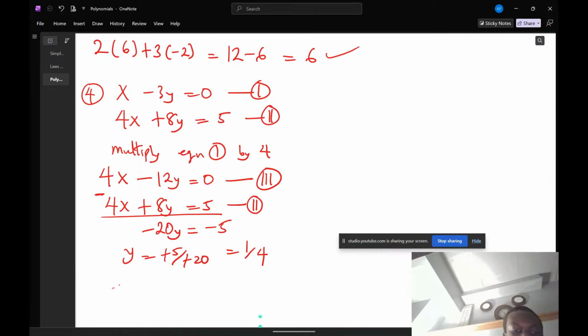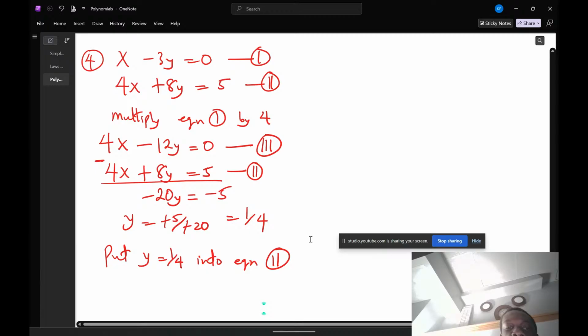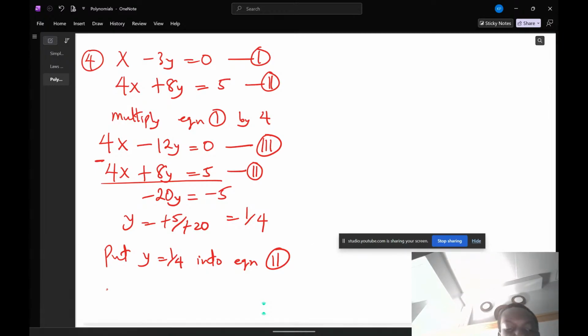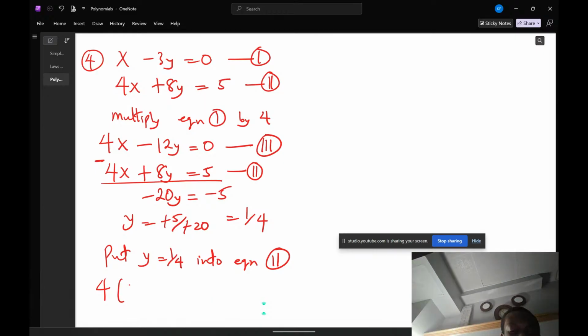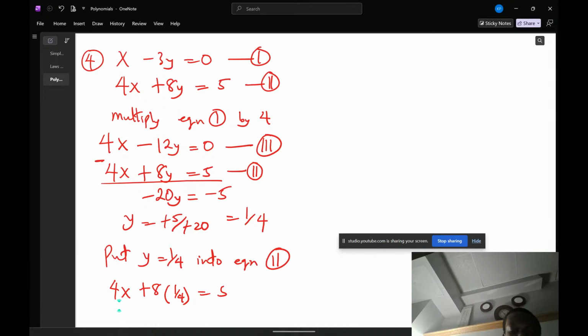So now we can put y equals 1 over 4 into equation 2. I always like to put it into the equation that has not been manipulated yet, so that you don't get yourself into a dead end and start getting confused. So if you put y equals 1 over 4 into equation 2, that will be 4x plus 8 into 1 over 4 is equal to 5.